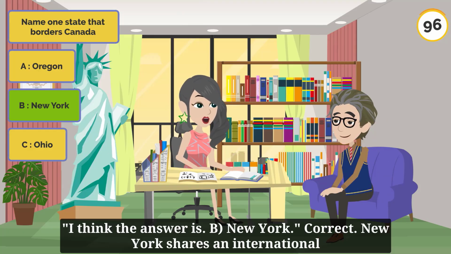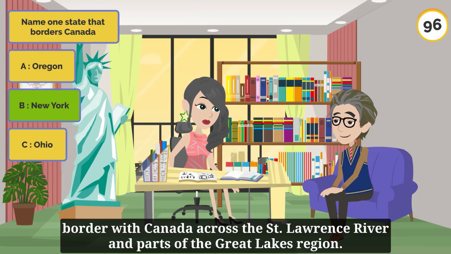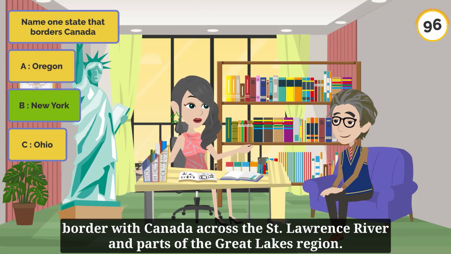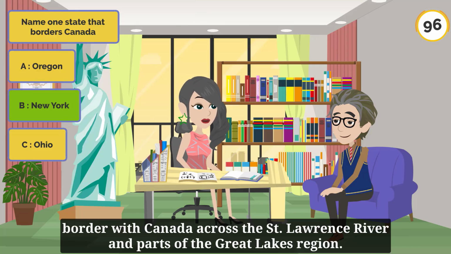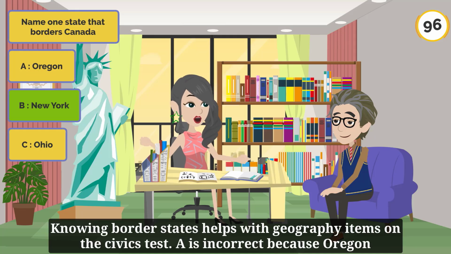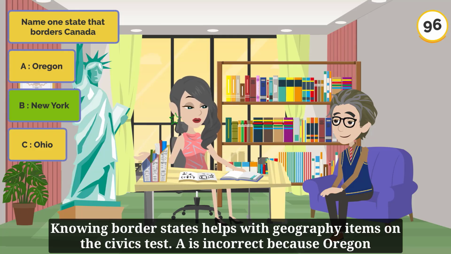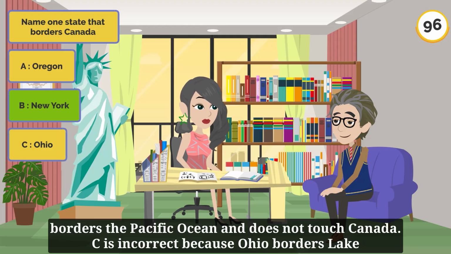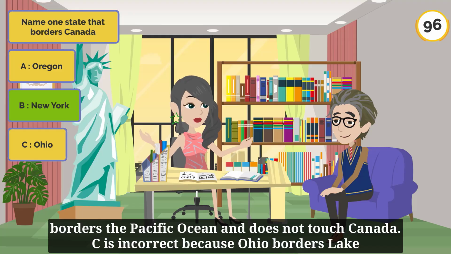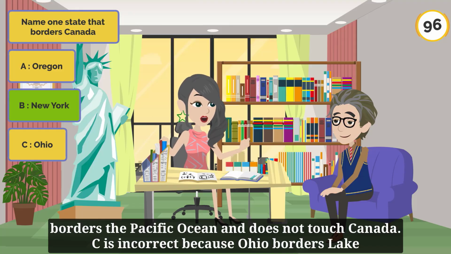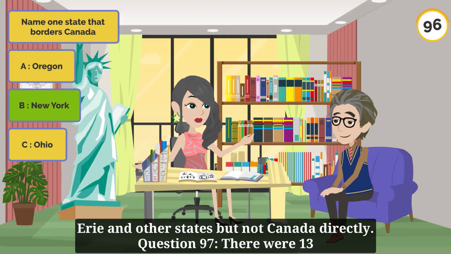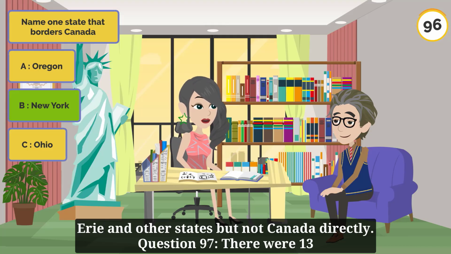Correct. New York shares an international border with Canada across the St. Lawrence River and parts of the Great Lakes region. Knowing border states helps with geography items on the civics test. A is incorrect because Oregon borders the Pacific Ocean and does not touch Canada. C is incorrect because Ohio borders Lake Erie and other states, but not Canada directly.